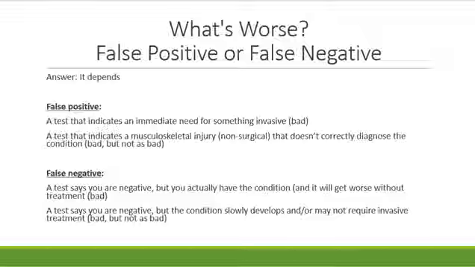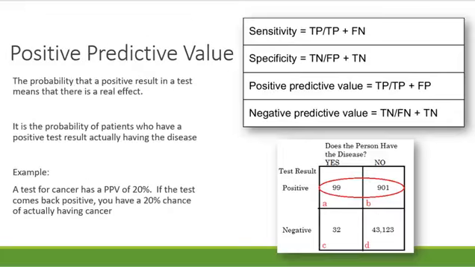Now, false negatives. Let's say a test says you're negative for something, but you actually have the condition and it will get worse without treatment. Well, that is obviously bad. A test says you are negative, but the condition slowly develops and or may not require an invasive treatment. That's bad, but again, is not as bad. Here's something the patient may be more interested in, and that is the positive and negative predictive value.